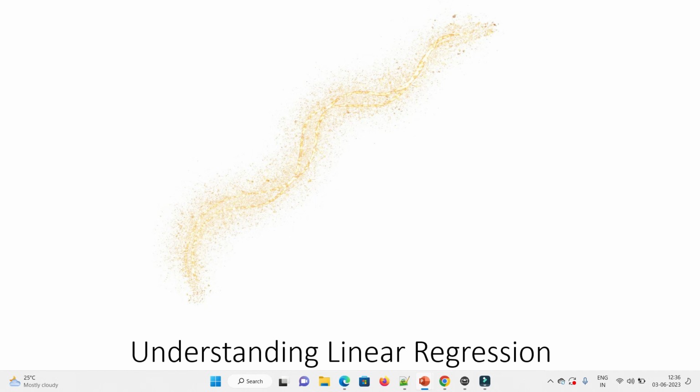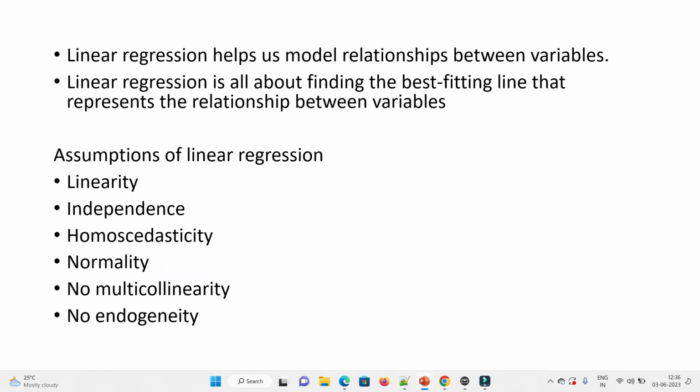Let's dive in. Understanding linear regression. Before we jump into the mathematics, let's start by understanding the core principles of linear regression. Trust me, it will make the journey much smoother. In section 1, we will unravel the essence of linear regression. We will explore its definition, its goal of modeling relationships between variables, and how it brings order to the data chaos. Linear regression is all about finding the best fitting line that represents the relationship between variables.